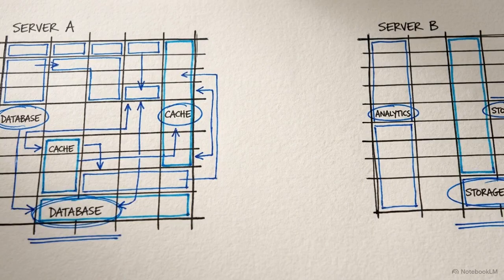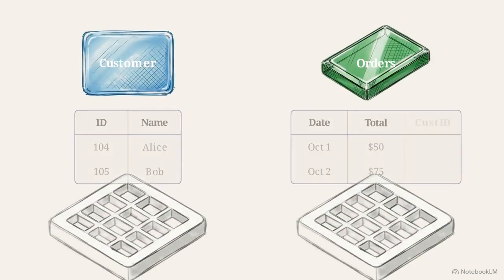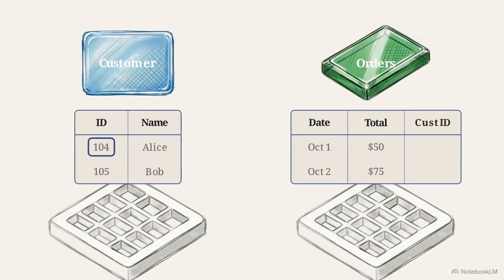Even with these grids, we still need a way to link two separate tables. Imagine a customer table and an orders table side by side. On their own, the order doesn't know who bought it. To bridge them, we copy the customer's unique ID and drop it into a new column in the orders table. This is the foreign key.